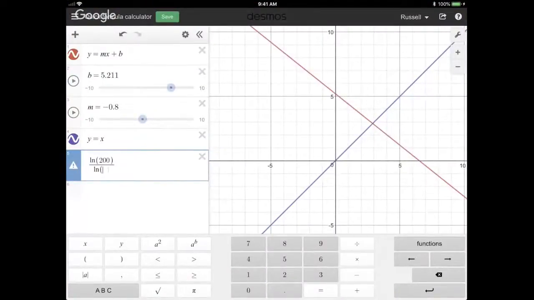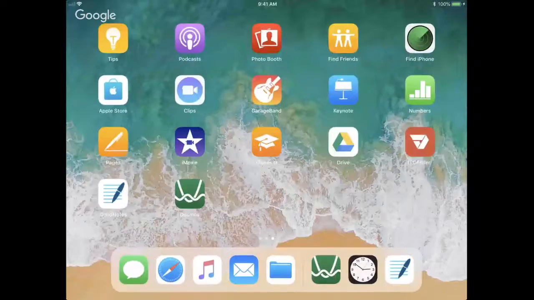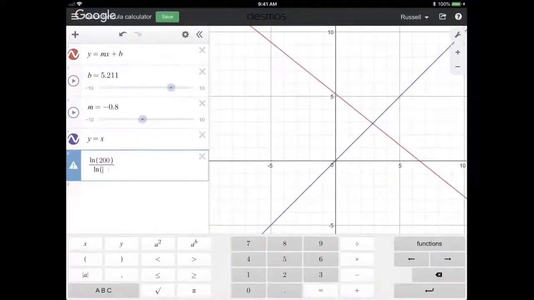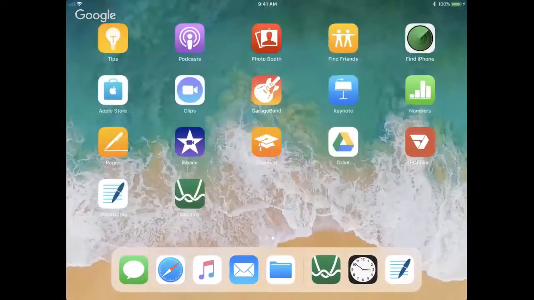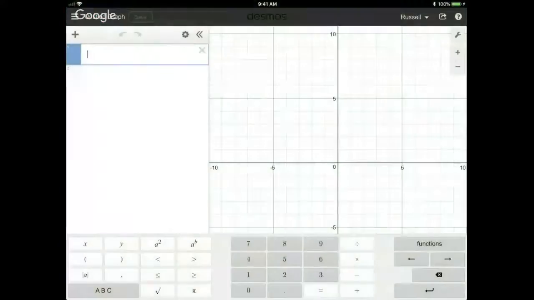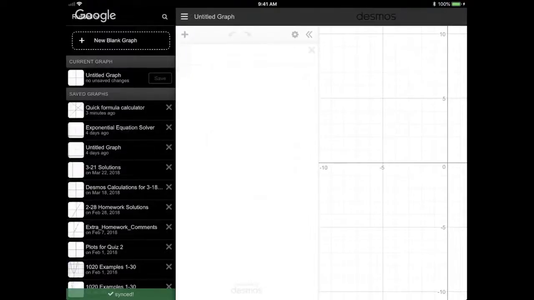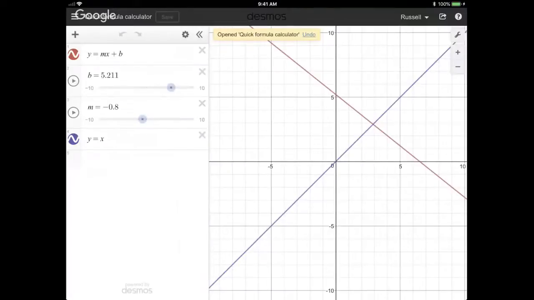Now, someone asked in class about the frozen iPad. Huh, Desmos is frozen. All right, guys, that's very interesting. It's never happened to me before. Well, we didn't lose much.